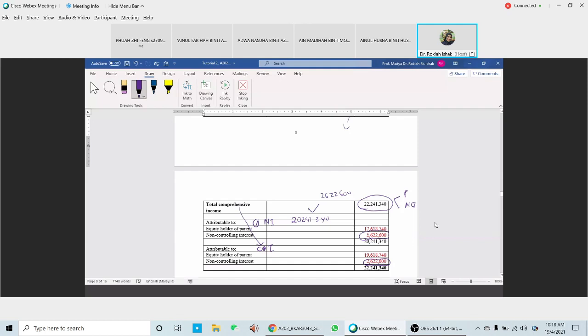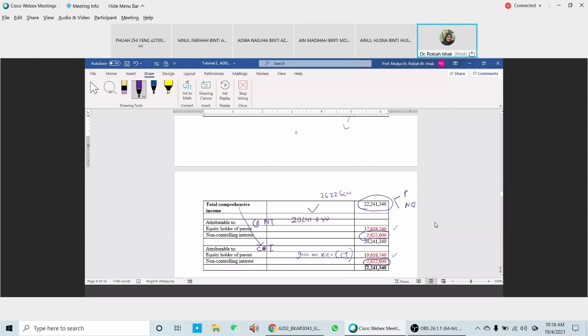So if you look here, the NCI amount is the same in both. The difference for the parents is that this one will be 17 and then this one becomes 19, because of the extra item that we have previously, which is the gain on revaluation. Gain on revaluation here is part of the comprehensive income. So the NCI must stay the same amount. The difference here is only for the parents.